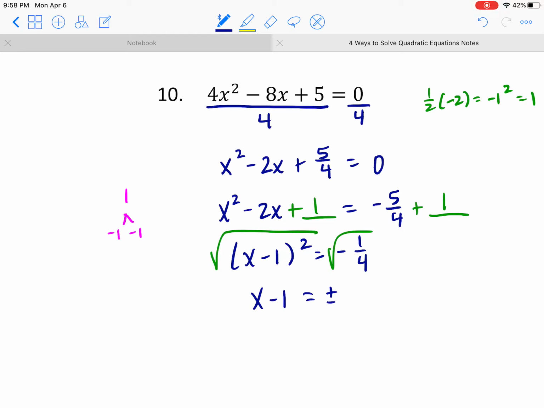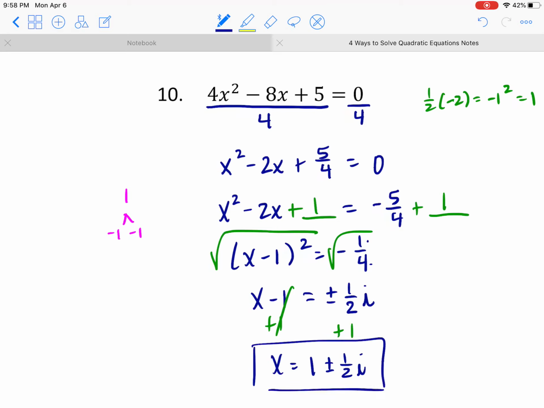Now we can square root both sides. So we have x minus 1 equal to, this is going to be plus or minus, we can square root each of these numbers, right? The square root of 1 is 1, and the square root of 4 is 2. So this is going to be 1 over 2, and because it's negative, it's imaginary. And then we can add 1, and there it is. We have x equal to 1 plus or minus 1/2 i.